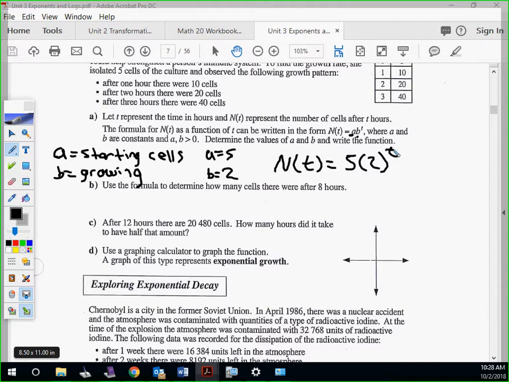Okay, and then it says use the formula to determine how many cells are there after 8 hours. So where does the 8 go? Goes in for T, right? So you're finding out what is 5 times 2 to the T. Oops, N of 8, right? Sorry, N of 8 is 5 times 2 to the 8. If you put that in, you're going to get 1280 cells.